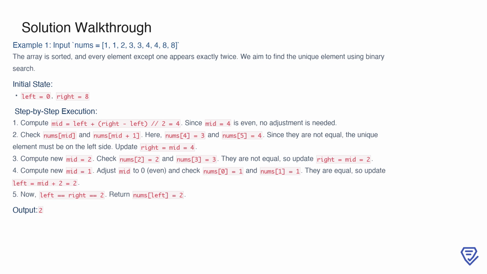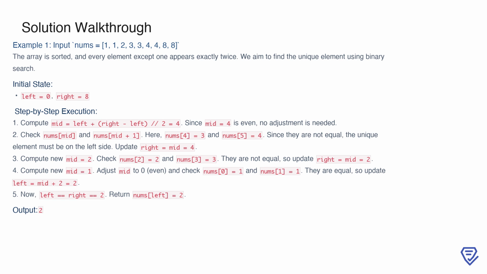We then compare nums[mid] with nums[mid plus 1], which are 3 and 4, respectively. Because these two values are not equal, the unique element must lie on the left side of the array. So, we update right to mid, making it 4. Next, we recalculate mid as 2 and compare nums[2] with nums[3], which are 2 and 3. Again, these values are not equal, confirming that the unique element is still on the left side. We update right to mid, making it 2.